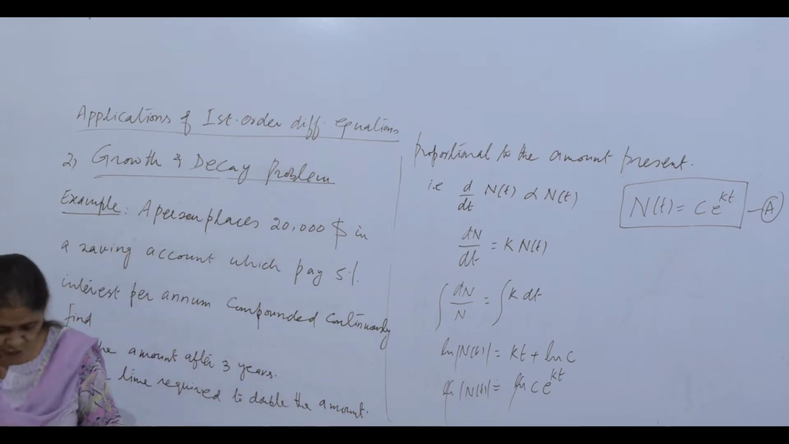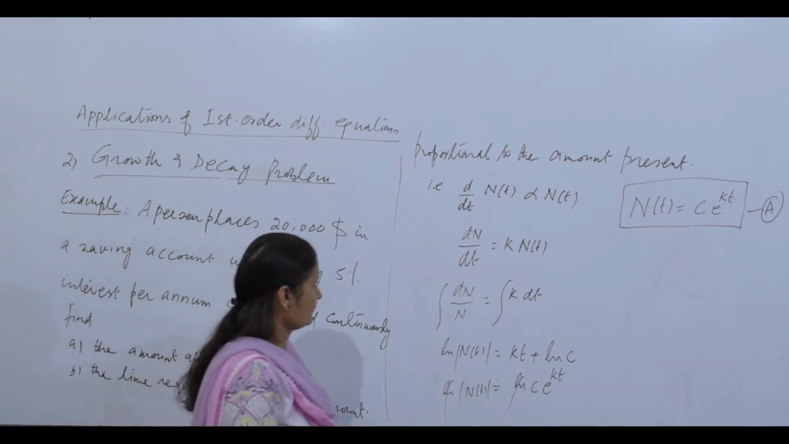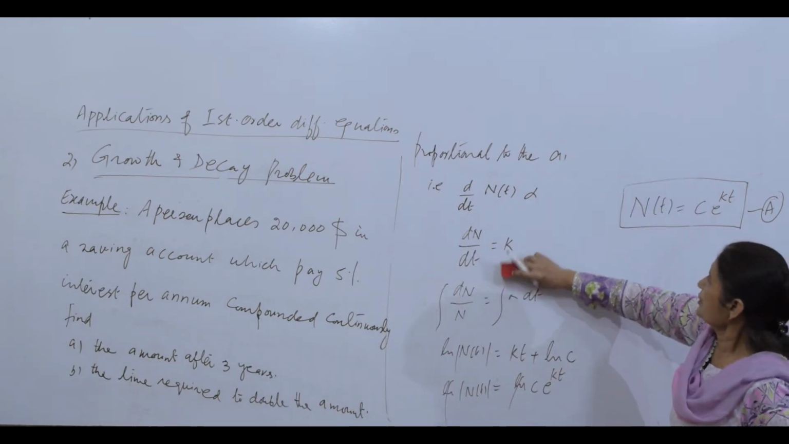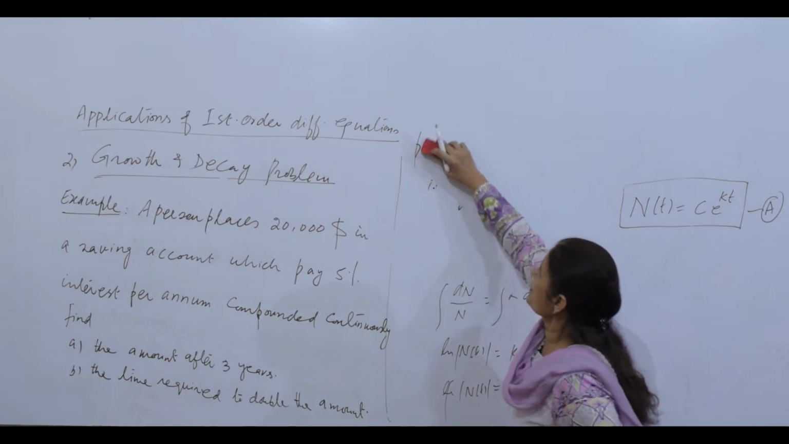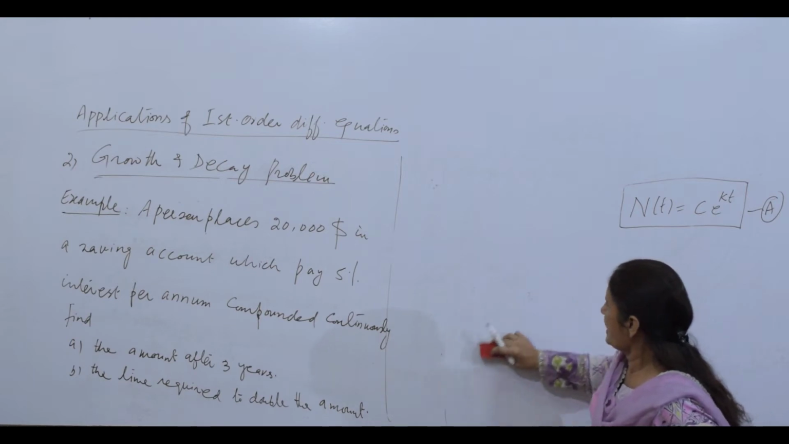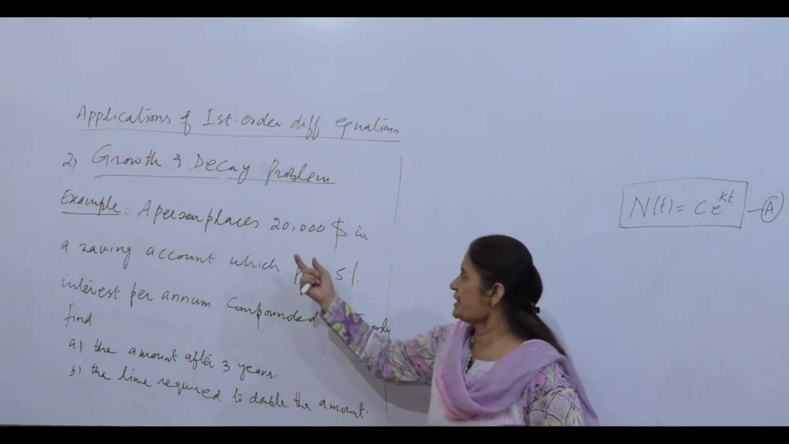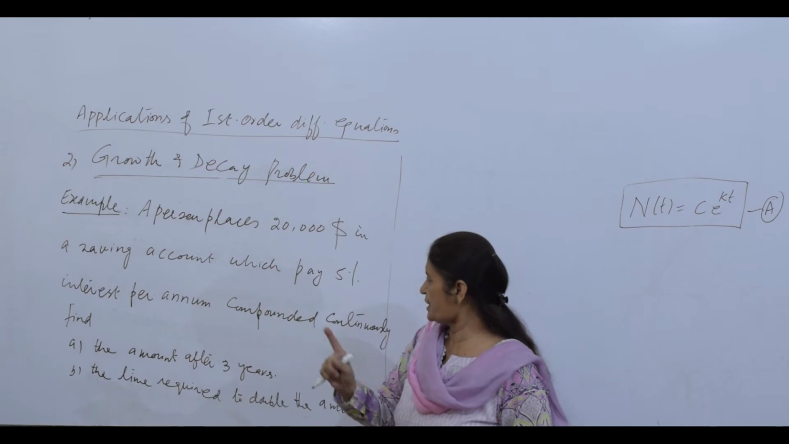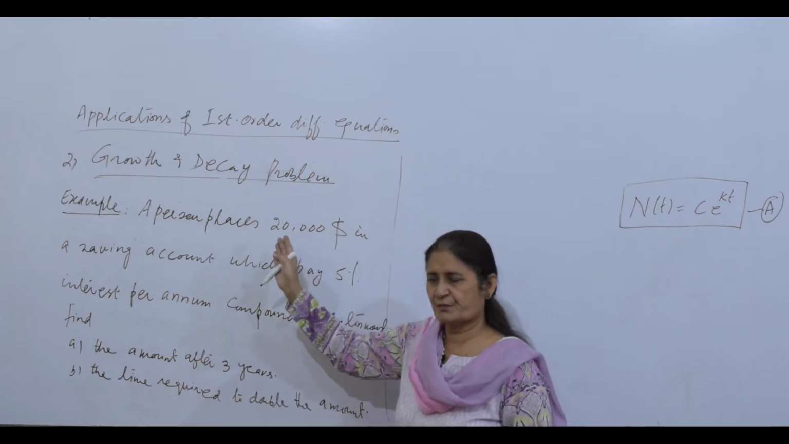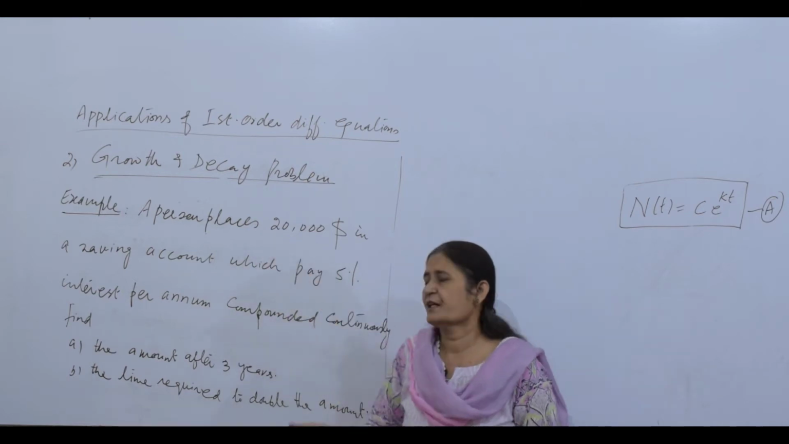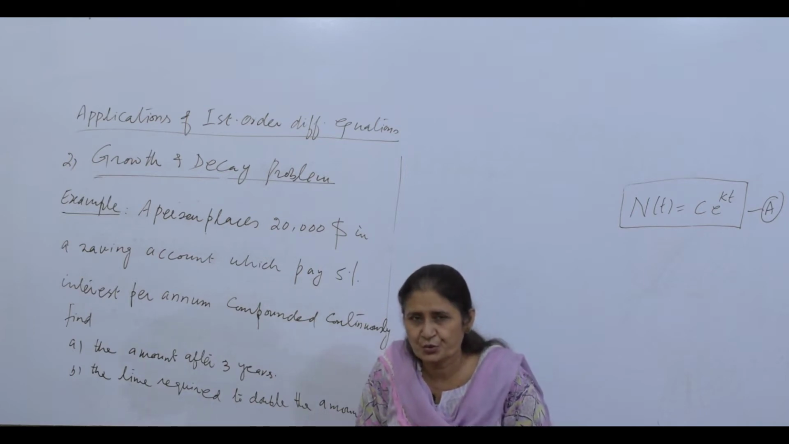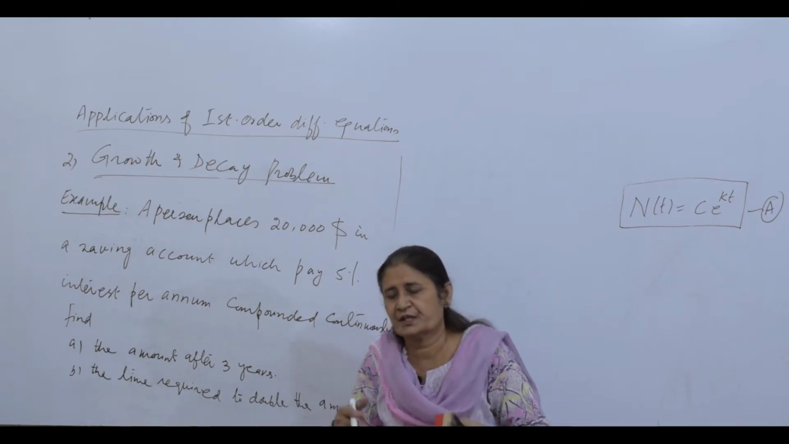So a person places $20,000 in a savings account which pays 5% interest per annum compounded continuously. It means he has 20,000, for the first year he has 5% interest, and that amount is accumulated into the principal. Then for the next year he gets 5% on that, and then on that, and then on that.